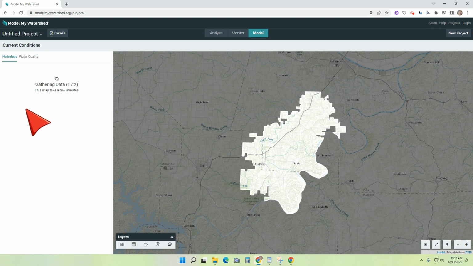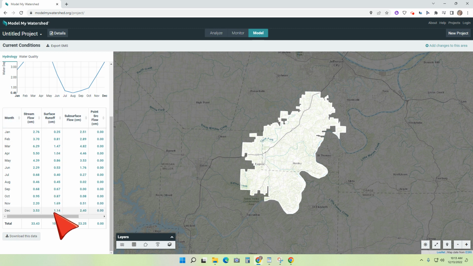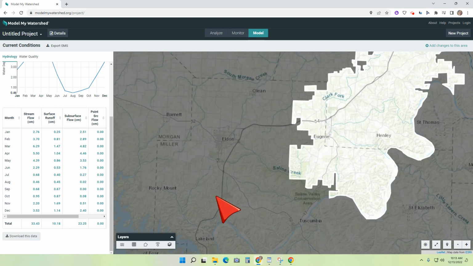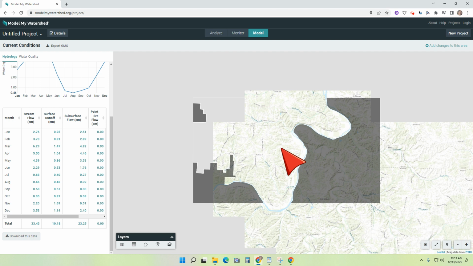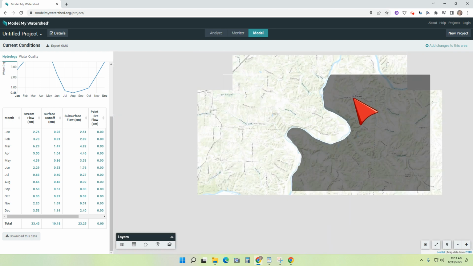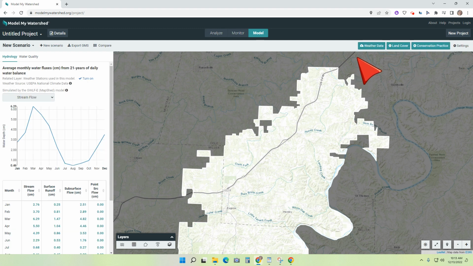So we're looking a little bit, and I'd like for you to go back to our school district. And when you are on this model, maybe then you can see how much water is run off, where the stream flow changes, right? And so I want you to investigate the changes that you can add to this area. So weather data, land cover, conservation products.